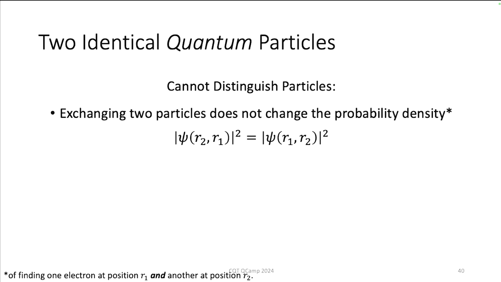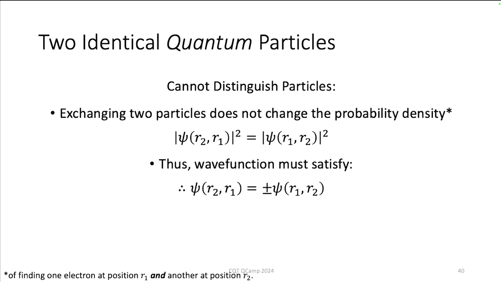Now, what this means for the wave function: if we remove the modulus square, the wave function must satisfy this. When we swap the coordinates, the resultant wave function is either the same or the negative of the wave function, because when you take the modulus square, you get back the same probability density whether you swap or not. And this is true for all of the particles here. If I swap any of these particles, the probability density will remain unchanged.